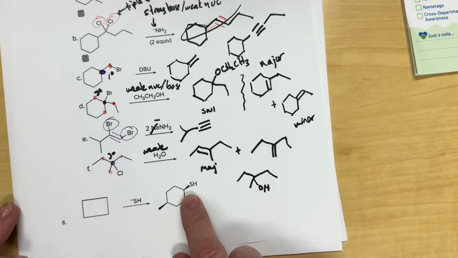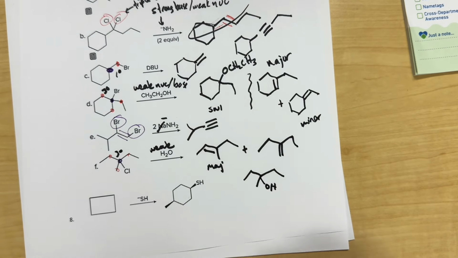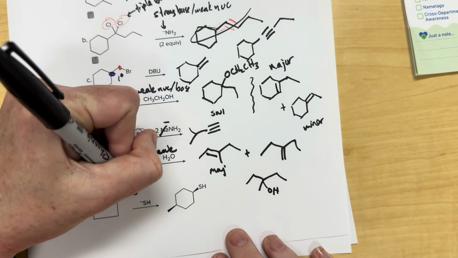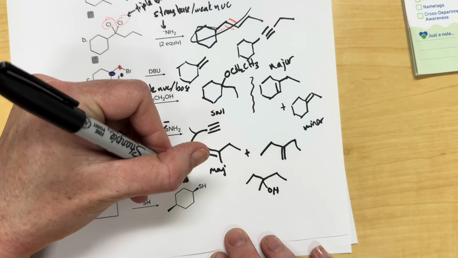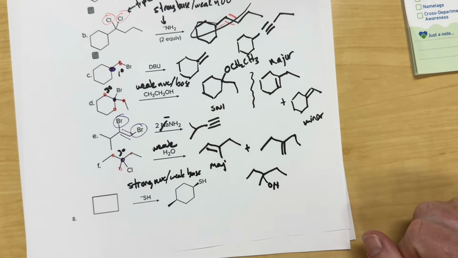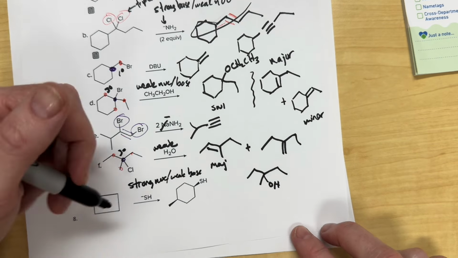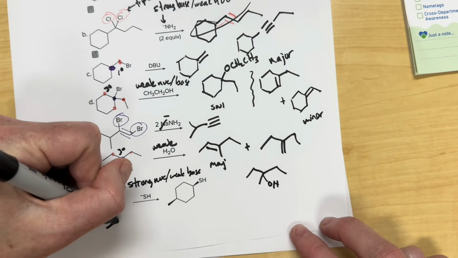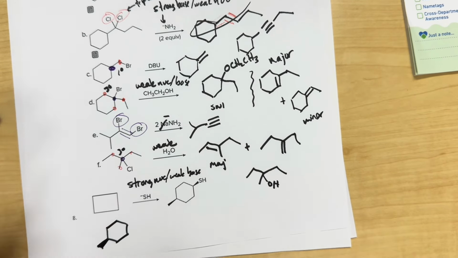All right, then we get here. We know that we started with something, and we added SH minus to it. SH minus is a strong nuke. It tends to be a weaker base. So if it's a strong nuke, we know that it attacked this thing, but this has stereochemistry on it, which means our initial thing had to have stereochemistry on it. So hopefully you agree at the very least we had something like this to start with.